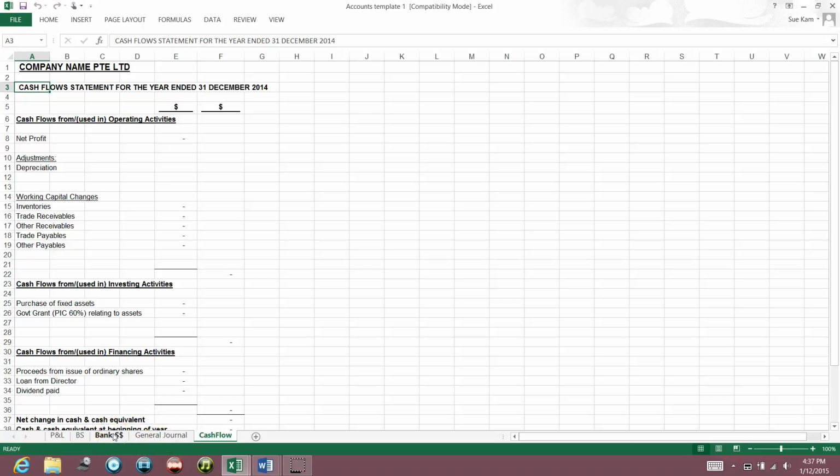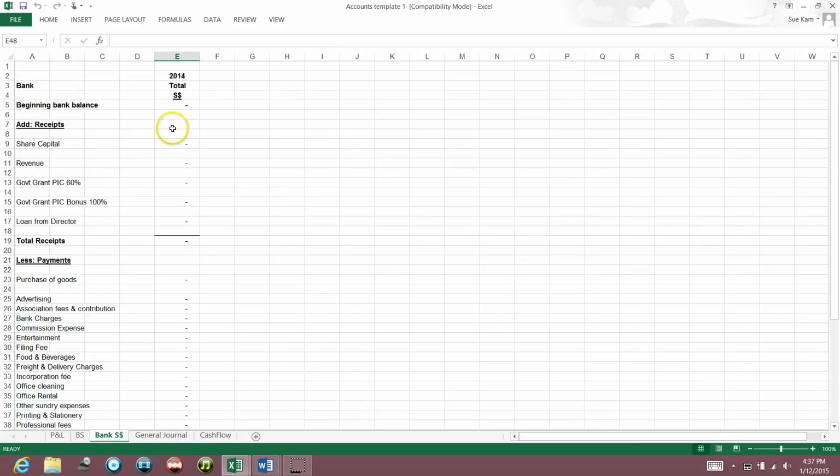Now you should go to bank. Since this is your first year company, the beginning bank balance should be zero. This is your beginning bank balance. Accounts template one is suitable for a company where all the receipts and payments go through your company bank account only. So it is suitable for quite a simple company.